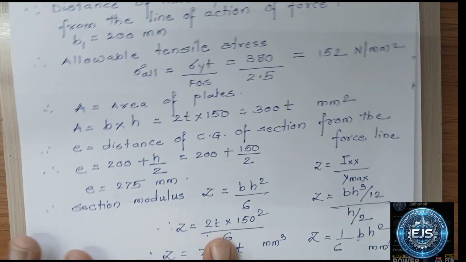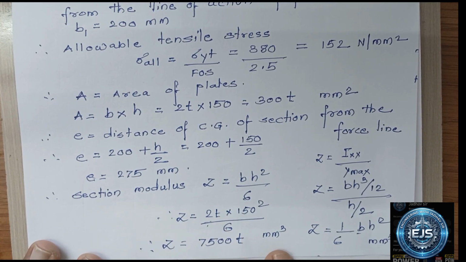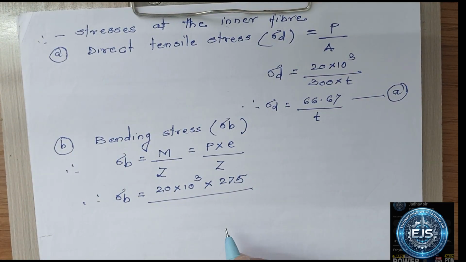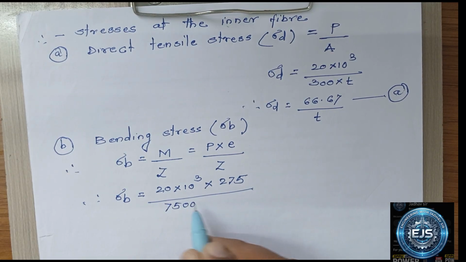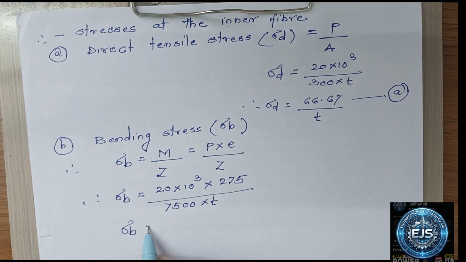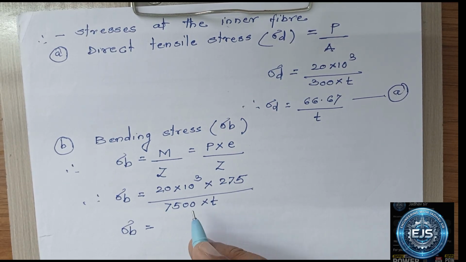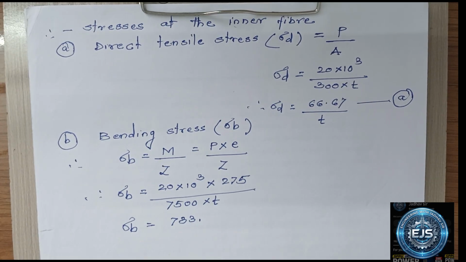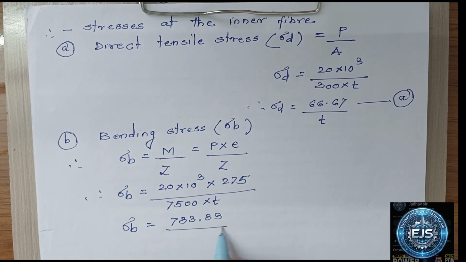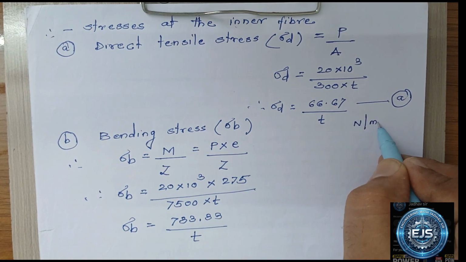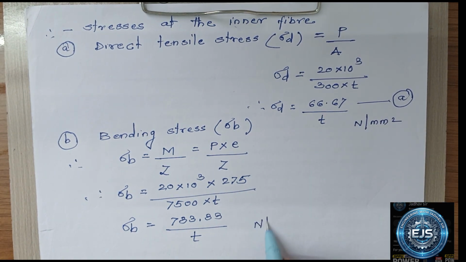divided by section modulus Z. So eccentricity we had calculated as 275, and the value of Z is 7500 times t, in mm cube. So Z value is 7500 times of t. So we get this sigma B, bending stress developed in the inner fiber of this hydraulic press. So it is 733.33 divided by thickness t. So this is the bending stress, and these two stresses, their unit is Newton per meter square.